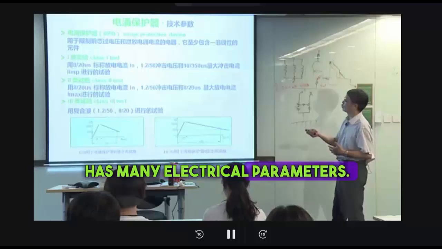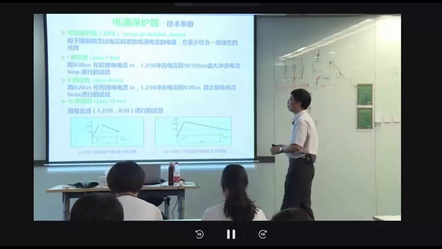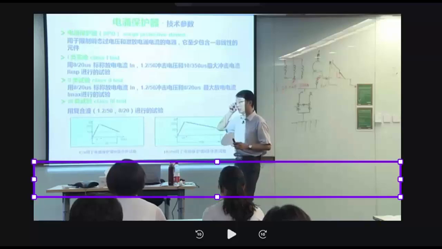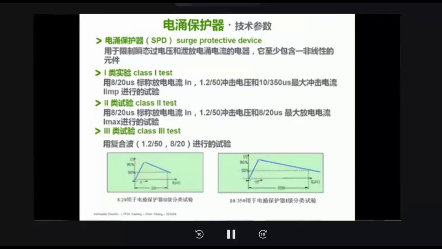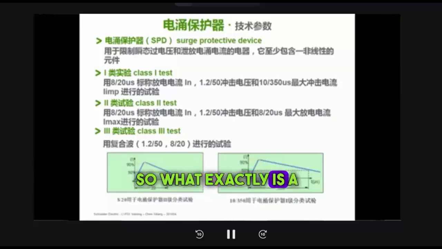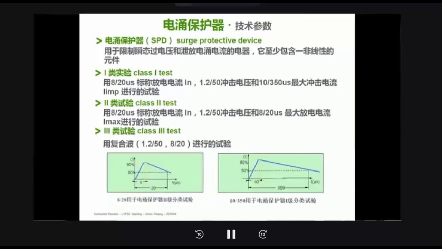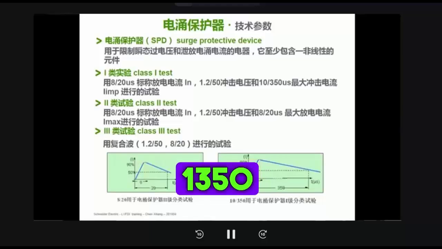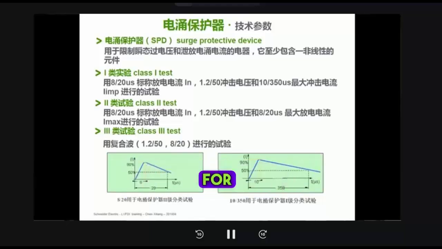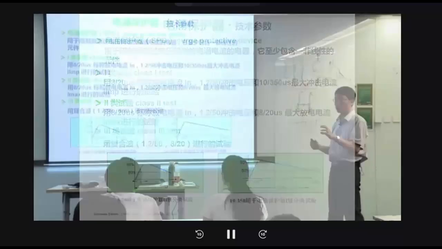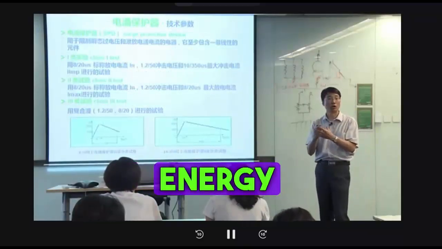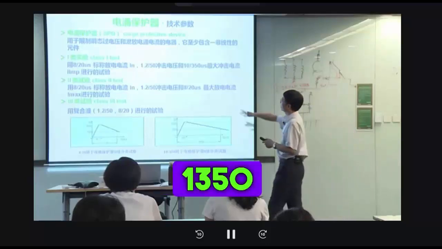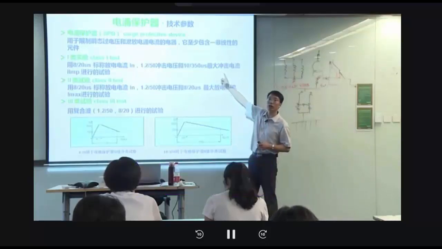SPD has many electrical parameters. I'll cover ones you might encounter or have questions about. In discussing SPD, we'll mention if it's for Class 1 or 2 experiments or if it's a T1 or T2 type product. So what exactly is a T1 type product? It uses a 10/350 waveform impulse current for impact testing to see if our SPD can effectively discharge and withstand damage without failing. This energy level is extremely high. The 10/350 waveform simulates direct lightning strikes.